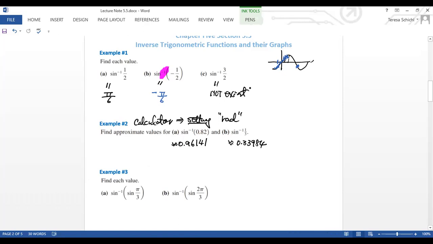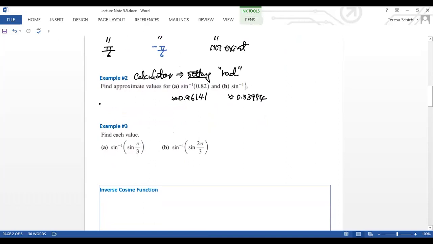Okay, let's take a look at example number 3 here. This is the one we need to be very careful with. First, the sine of pi over 3. From the unit circle, I know the sine of pi over 3 is the square root of 3 over 2. All right, so now you want to see what angle will give you the square root of 3 over 2. This one will be pi over 3.